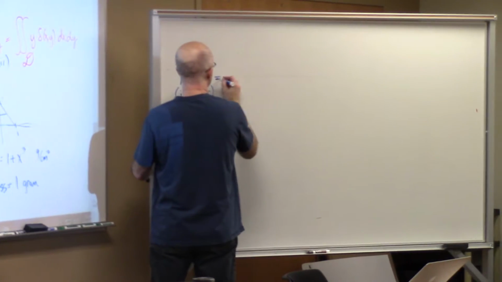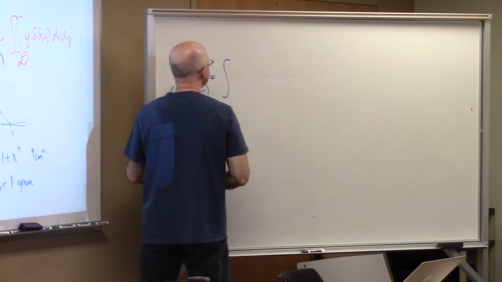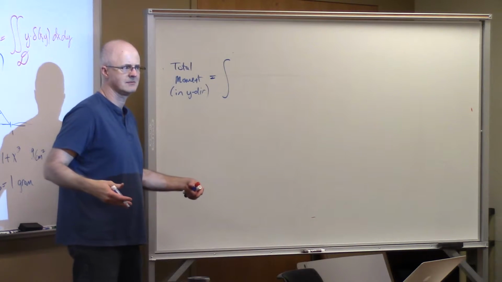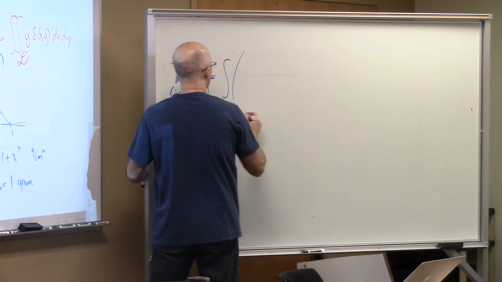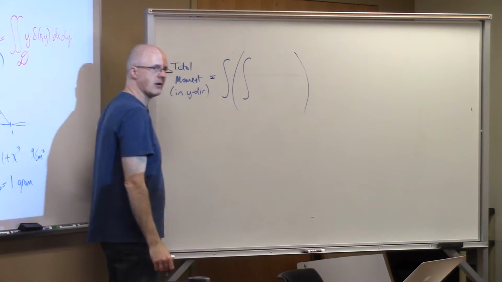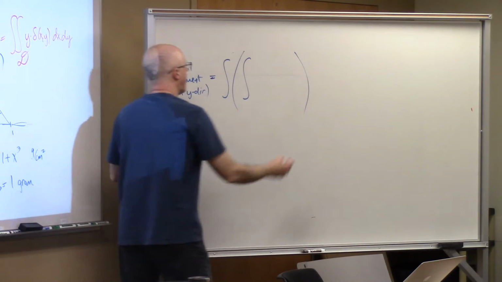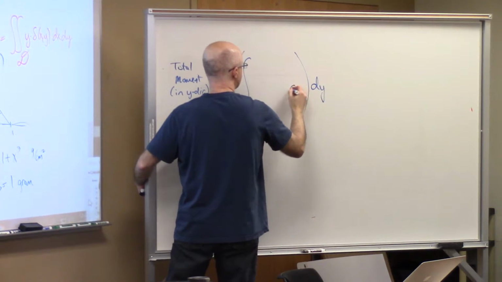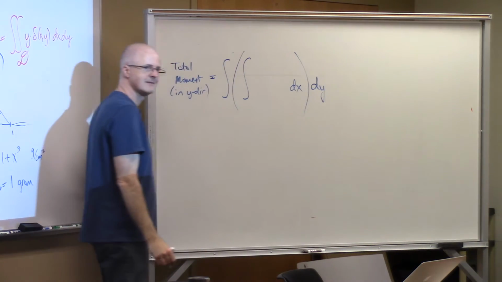Is going to be the double integral, but I'm going to write it as an iterated integral, which means I need an inner integral and an outer one. I'm going to use parentheses for emphasis. I'm going to have an inner integral and an outer integral. The outer integral, like on the board up there, is going to be with respect to y, and the inner integral is going to be with respect to x.